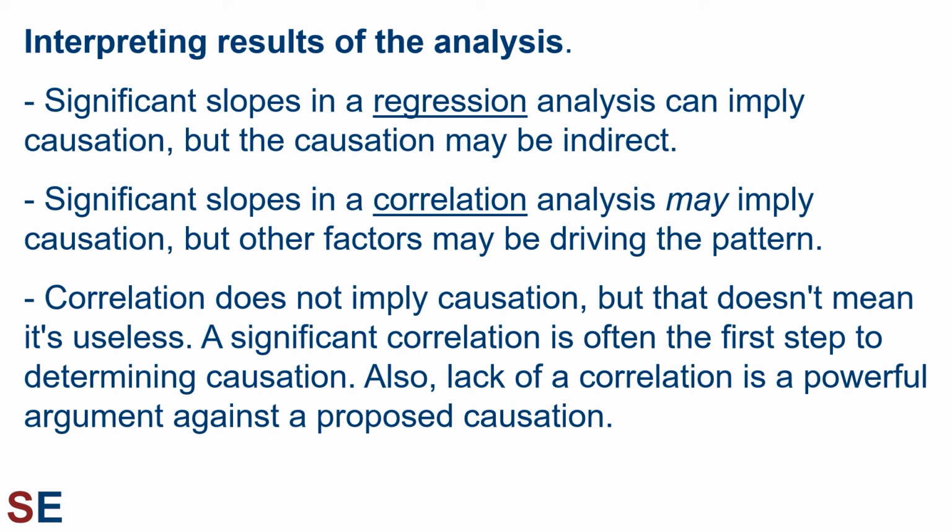We're just unsure of the exact reason why. A significant correlation between two factors is often the first step in further studies that will be able to uncover the causation. Also, the lack of a correlation between two factors is a powerful argument against a proposed causation. If someone claims that x causes y, and then we gather a lot of data and see that there is no relationship between x and y, that's strong evidence against the initial claim.